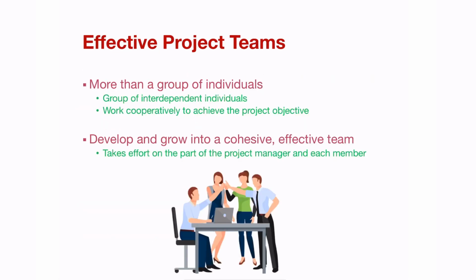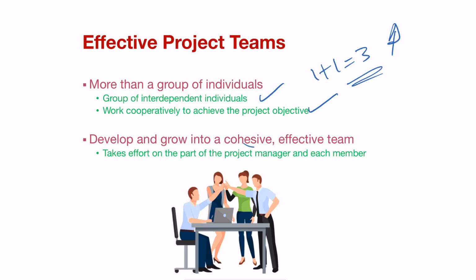Effective project teams are more than a group of individuals. They are a group that is fully interdependent and they work cooperatively to achieve the project objectives. In a case like this, it is 1 + 1 = 3. There is something that happens in effective teams that increases their performance exponentially. Not exceptionally, but exponentially. It is the power of the team.